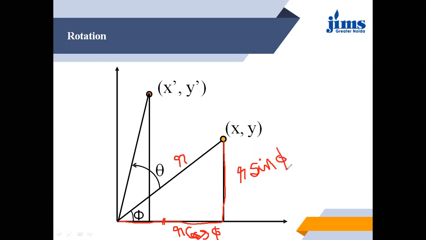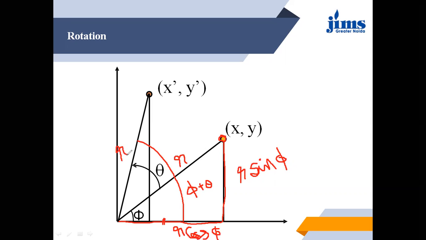As I told you, when we rotate this line by angle theta, the shape will be the same. If the shape is the same, then the distance of this point from the origin will also be the same. So now the final angle from the x-axis is phi plus theta. In the same manner, the length of this is r because it's not going to change.